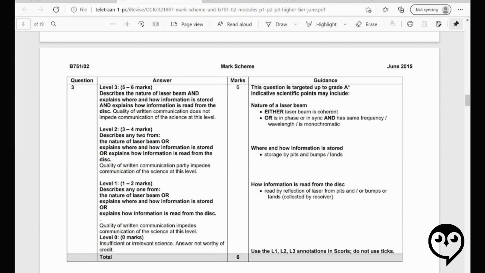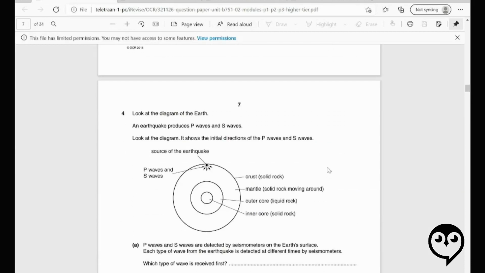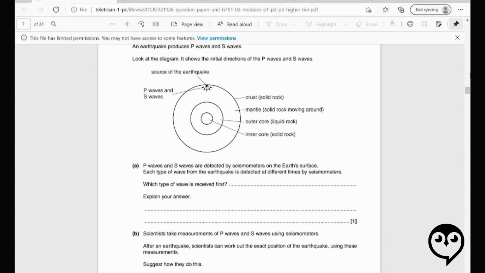So hopefully you understand how that works, and you can explain with good English grammar, syntax, spelling how to do that question. Well, that's not too bad. Okay, and then the next question is number 4 here. It's about S and P waves again. So again, very similar to the other one. I don't feel these questions are as advanced as the WJEC.